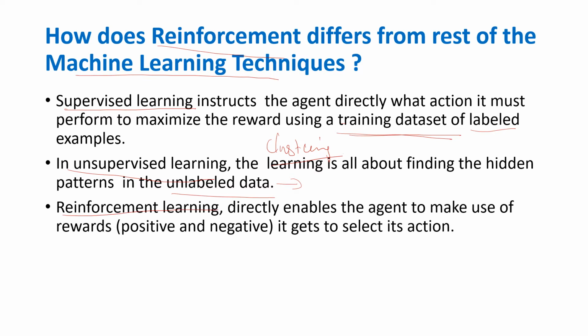The reinforcement learning, on the other side, is reaching its goal depending upon the positive and negative rewards it is getting from the environment, and it is aligning its sequence of actions while shifting from one state to another. So that is reinforcement learning, and that's how it differs from the rest of the machine learning techniques as well.